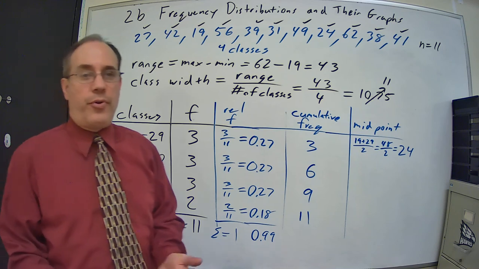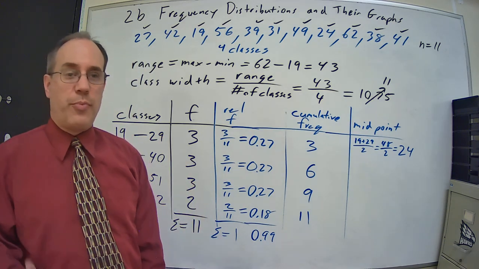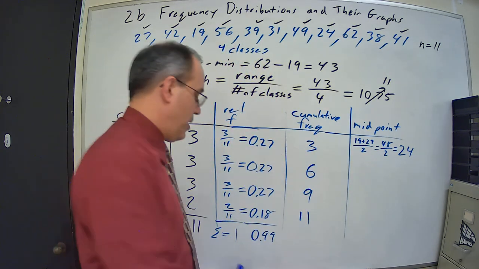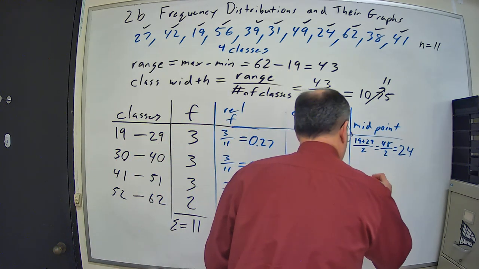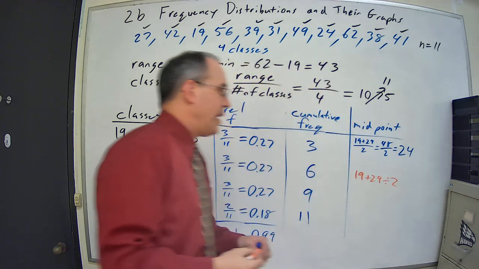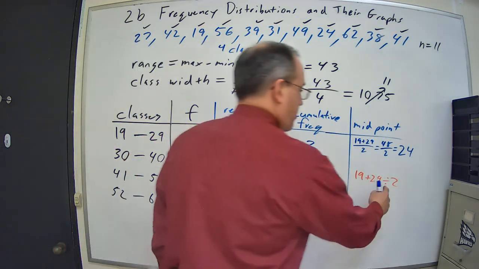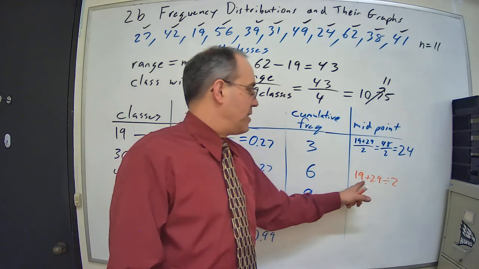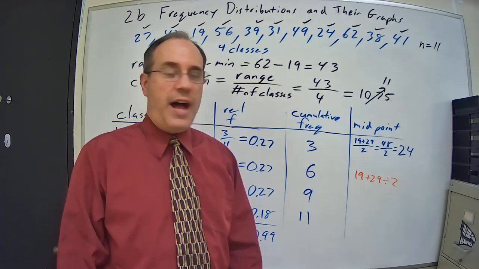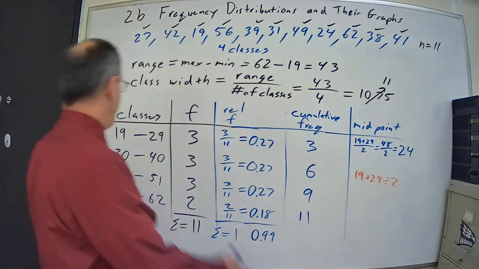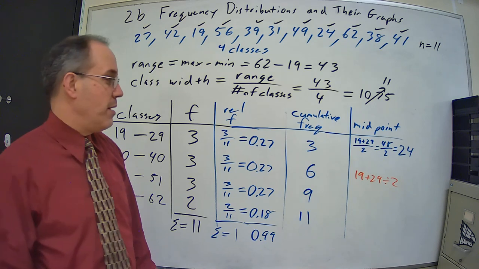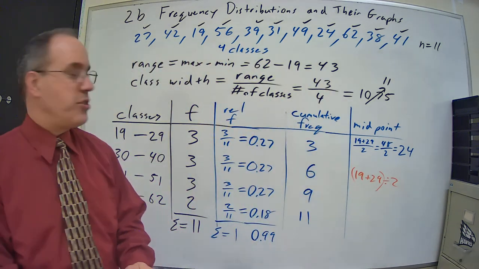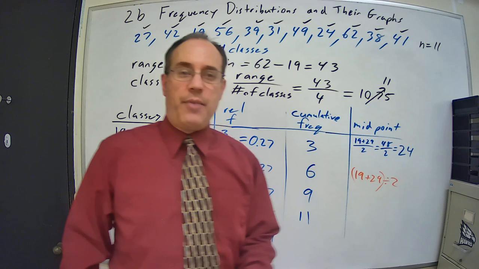And be careful of order of operations. This is one of those very common places for people to make mistakes because they plug it into their calculator as 19 plus 29 divided by 2. And order of operations says divide before you add. So they have 29 divided by 2 gives them 14.5, and then it gets added to 19, gives them 33.5, which is not the midpoint. 33.5 is not even in that class. So we have to be careful and make sure that if we're doing it all in one piece, that we put parentheses in there so it adds first, and then we divide by 2.